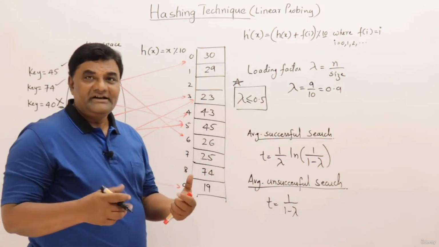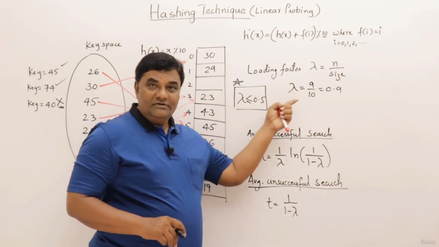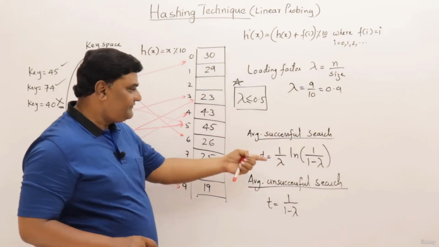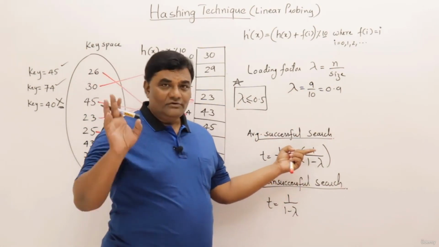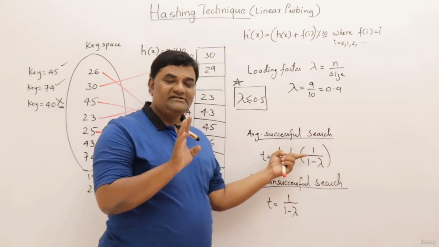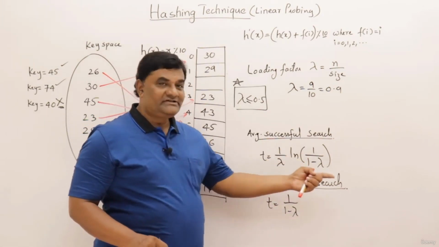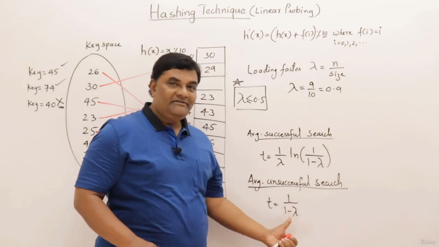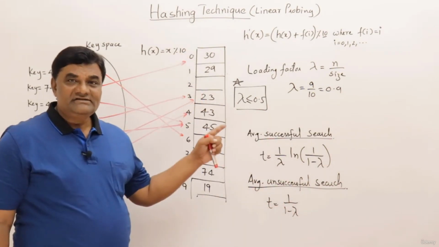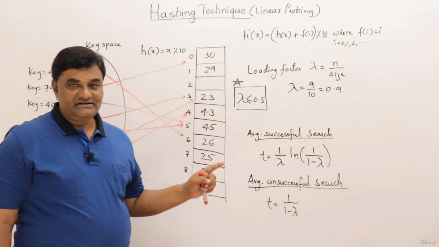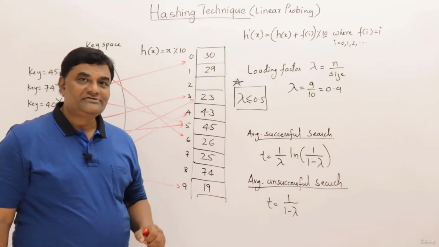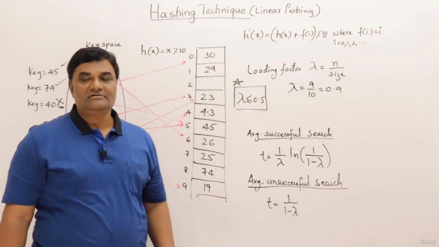Then what is the time taken? Time is dependent on the loading factor. So average successful search time, this is a known formula. We don't have to do the analysis. Just accept this formula. And average unsuccessful search time is 1 by 1 minus lambda. So these are the successful and unsuccessful search average times for linear probing.